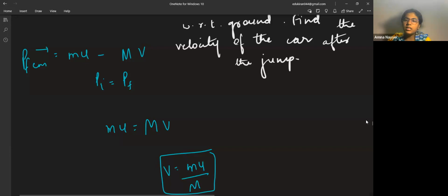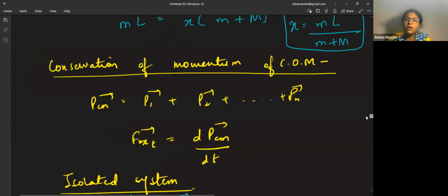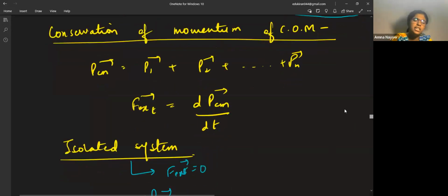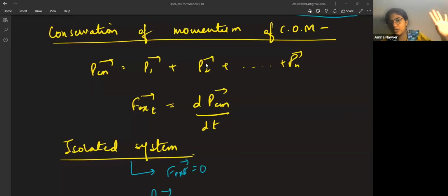Now we'll start with a new topic, kinematics of circular motion. This we didn't do, but this is very easy. You will find it very easy to do once you have done motion in a straight line. Note it down, then we'll start with that.